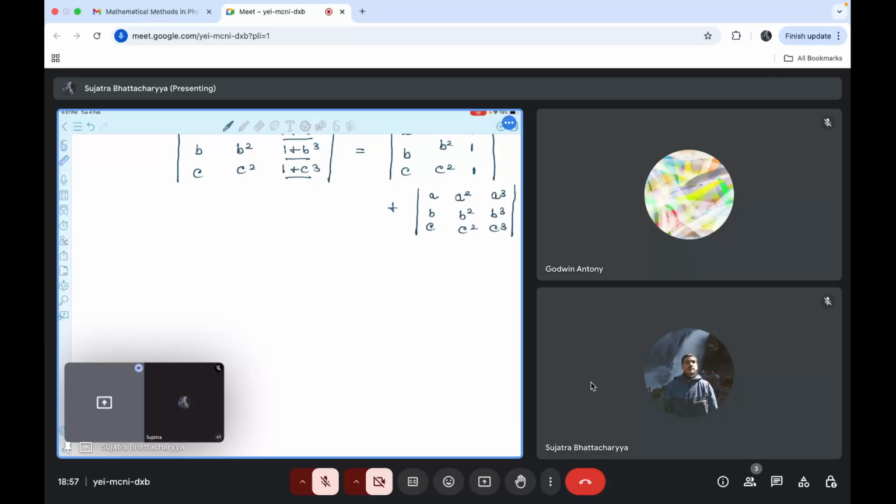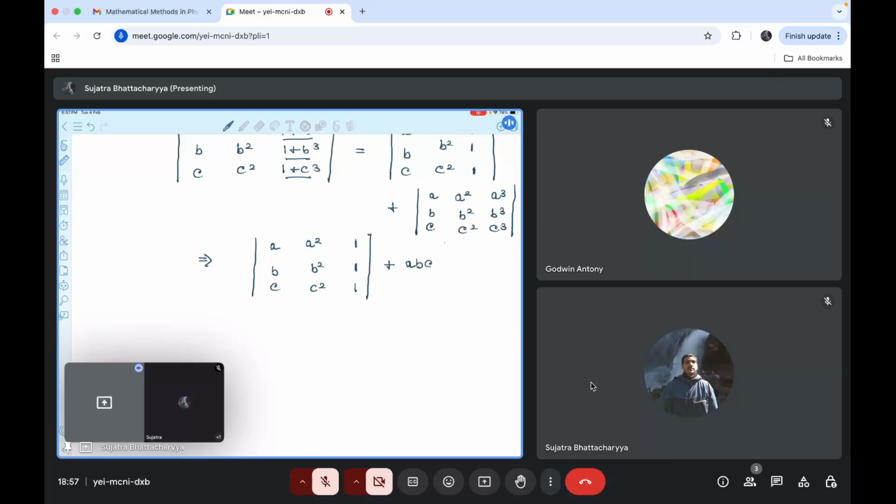What you do next is that for the first part, you leave this as it is. A, B, C, A square, B square, C square, and this is 1, 1, and 1. Leave it. In the second part, look at this. You have A common from all this, B common from all this, and C common from all this. So you can take this. Okay. So A from the first row, B from the second row, and C from the third row.